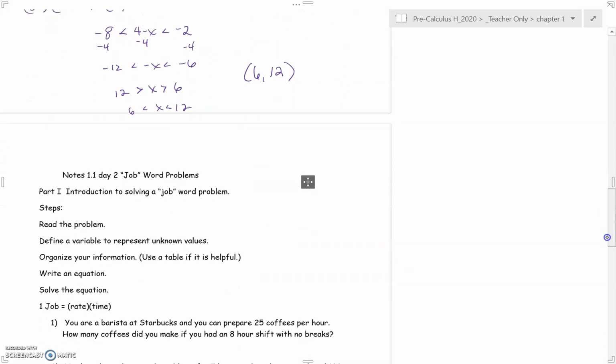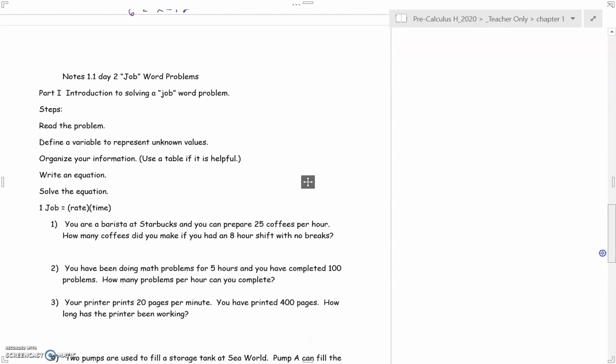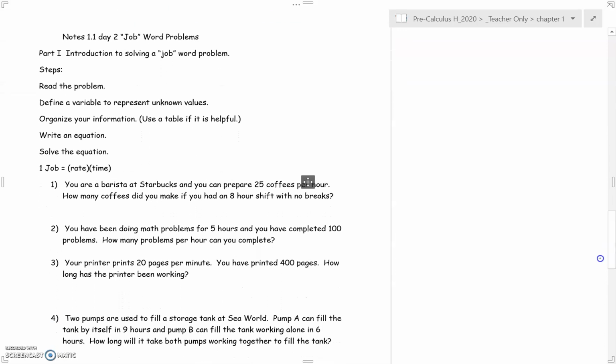Okay, so the next thing that we're going to do is we're going to talk about some word problems. Now these are called, I guess, job problems because you have one job to do. So I know in the past you might have done distance equals rate times time. Well, we're going to say that one job equals rate times time. And I think this might make a little bit more sense if we do a couple examples.